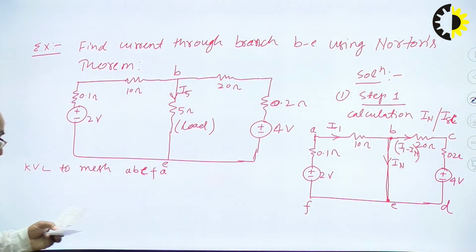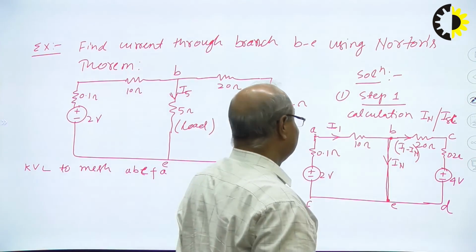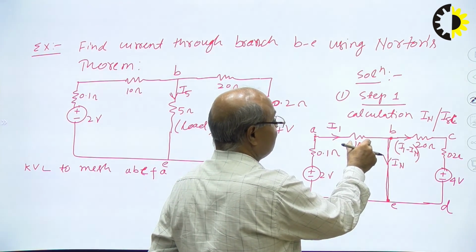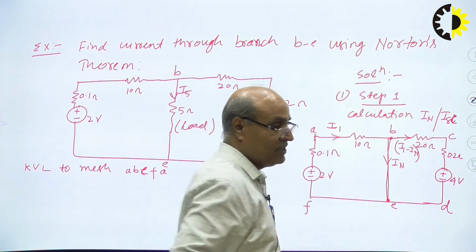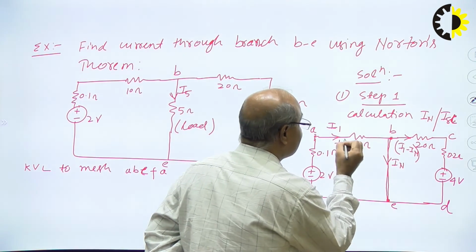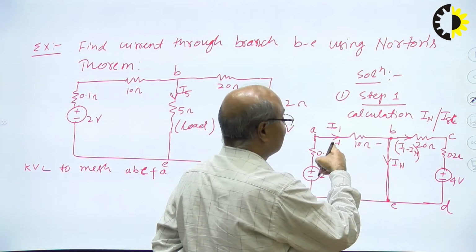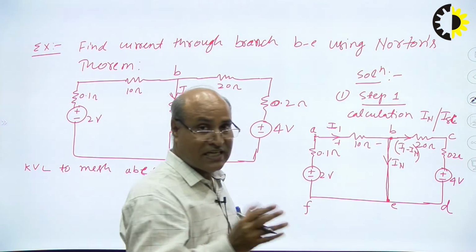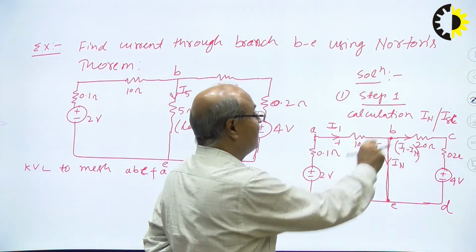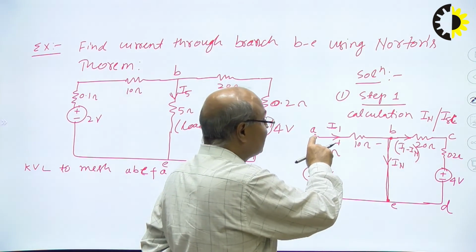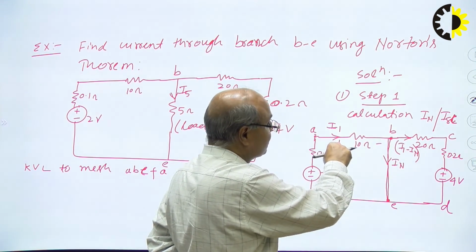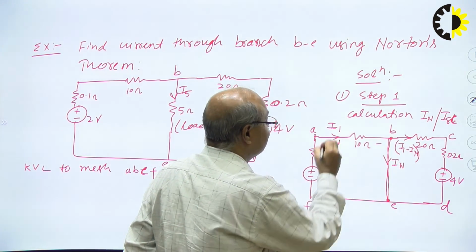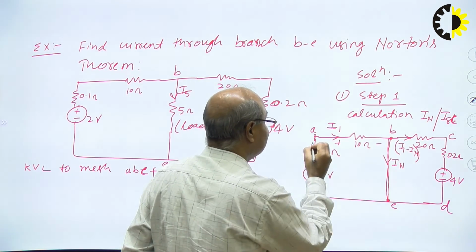How to apply KVL? As per our convention we have discussed, this voltage drop will be minus 10 I1, because this point will be at higher potential, plus, and this at lower potential. How do we decide positive and negative? By looking at the direction of current. We have assumed that current is flowing from this side, so this is positive and this is negative, and similarly here I1 will be flowing.